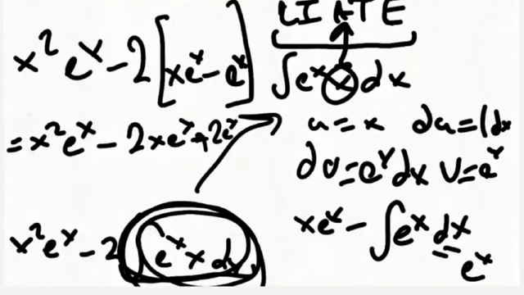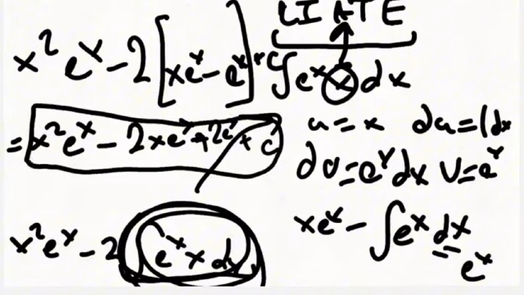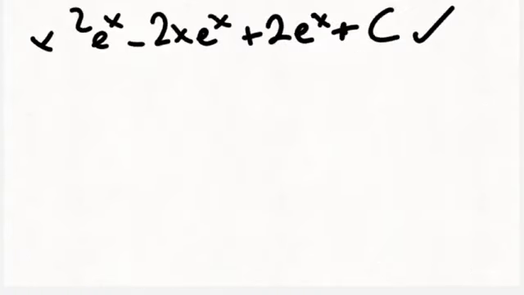Oh wait, I made an error. Oops, I made an error. Guys, don't forget the plus c. That's very important. Don't forget the plus c. Okay, but this right here is going to be our final answer: x squared e to the power of x minus 2x e to the power of x plus 2e to the power of x plus c. Okay, that's our final answer. So now on to the next question.